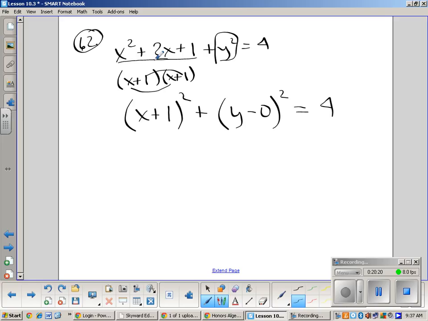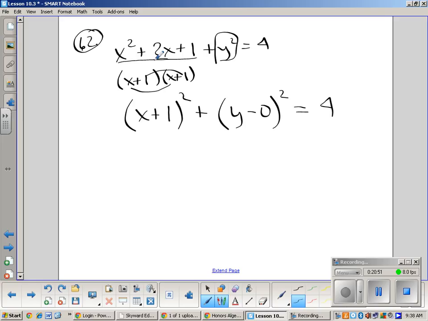It's possible and likely, let me glance down. Yeah, on 64 at least, we're going to have to complete the square. And same in 63. After you've worked a while, I might show you one of those.